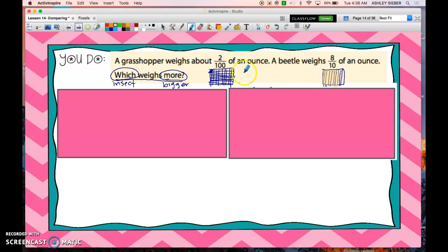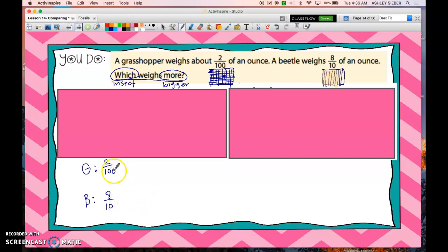So very easily I can see, I think 8/10ths is going to be bigger. But let's find common denominators. We're going to change these denominators to be the same. So I have a grasshopper, I'm just going to say G for grasshopper, weighs 2/100ths, and a beetle weighs 8/10ths.